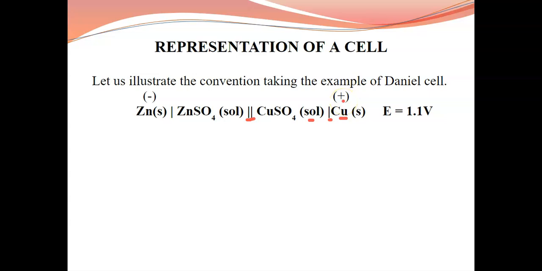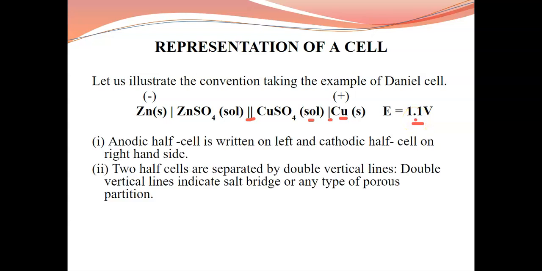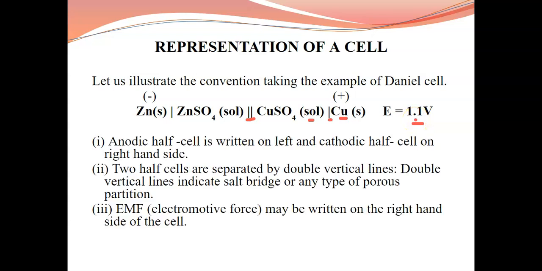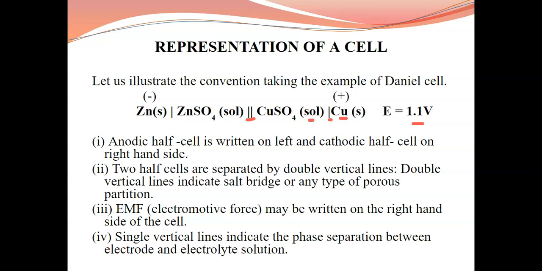Also, we write down the sign which is on the copper metal. It is acting as a cathode, so it is positively charged. And on the right hand side, we write the potential of the cell, the EMF of the cell, which is 1.1 volt for the Daniell cell. So this is how we represent the cell.